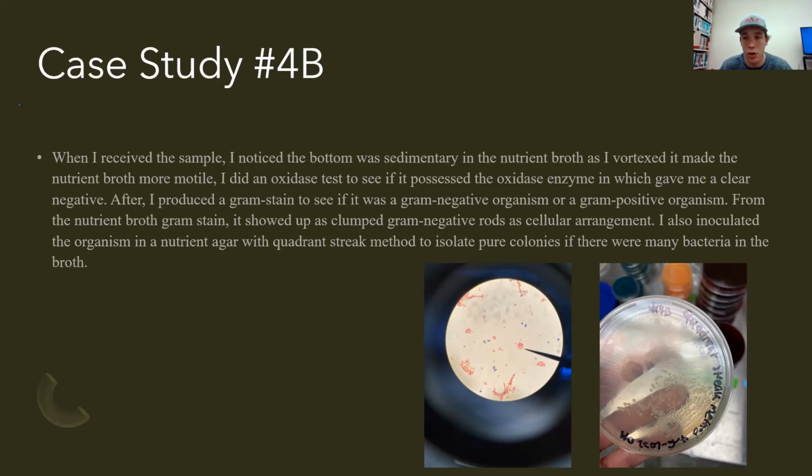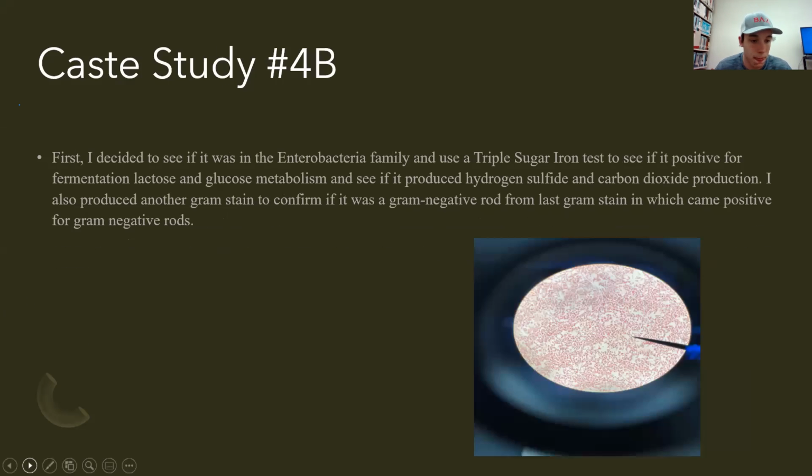After I produced the gram stain, to see if it was a gram negative or a gram positive organism, from the broth it showed up as gram negative rods. I also inoculated the organism onto nutrient agar with the quadrant streak method, so I could see if there were multiple bacteria or none, to make sure that I had clear, accurate results.